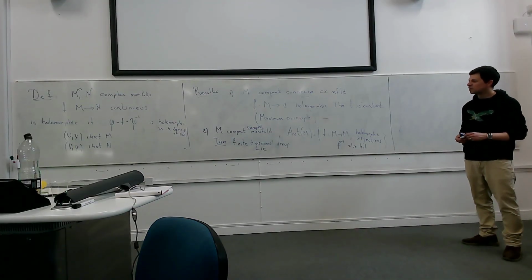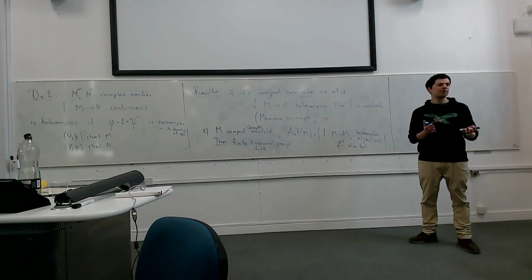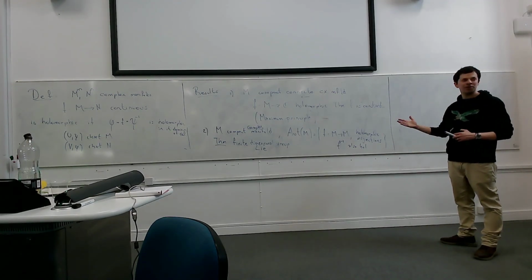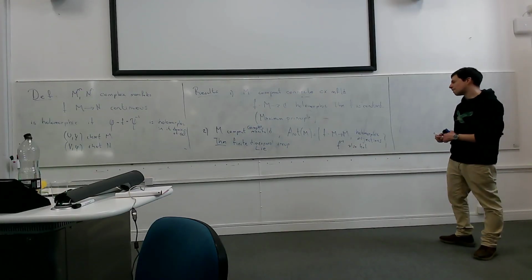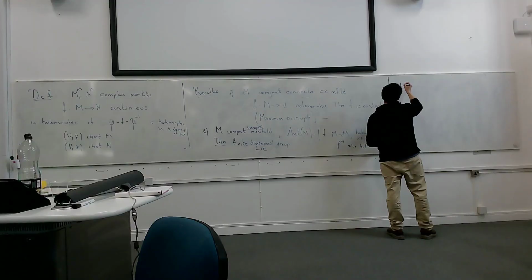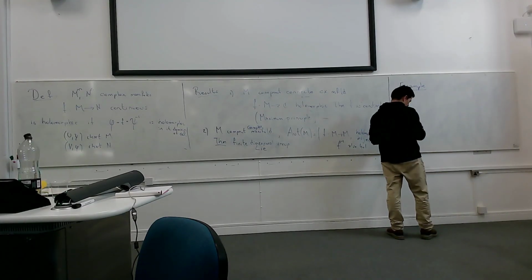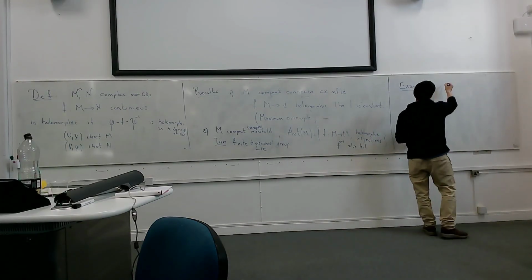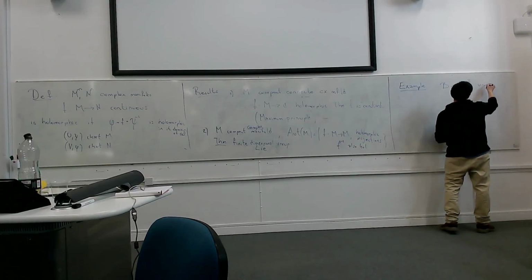But not only for compact manifolds, also for some non-compact manifolds, this group of automorphisms is quite often finite dimensional. So for example, here's an example. We have the unit ball in C2.